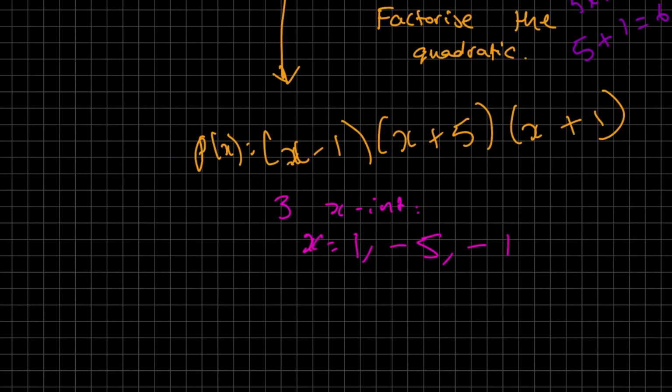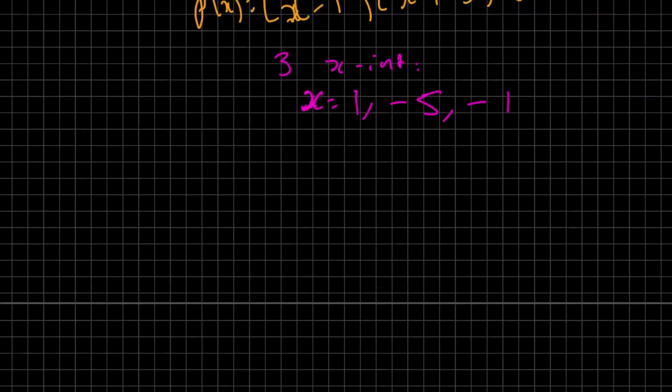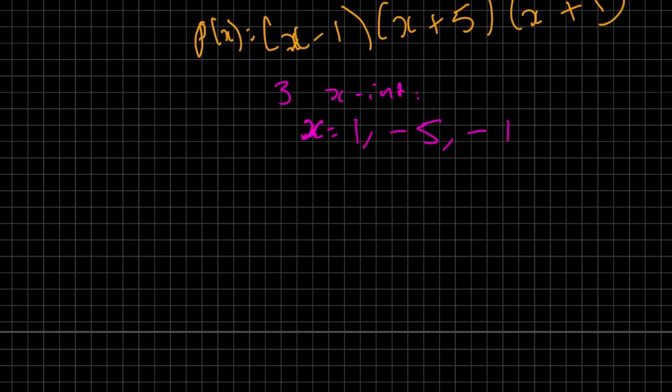So graphing factorized cubic graphs, I did go through in the last video. So if you do need a bit more explanation on this, feel free to have a look. Okay, we know that our three x-intercepts will be at 1, -5, and -1. So let's make note of those on our graph. So 1, -1, and -5 should be over here.